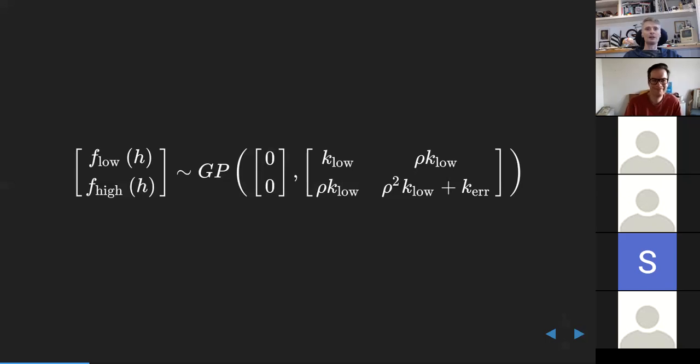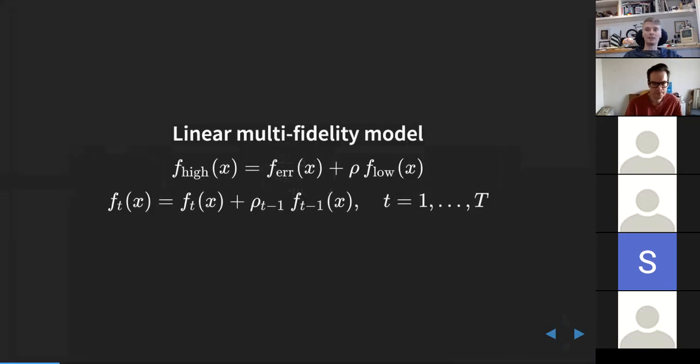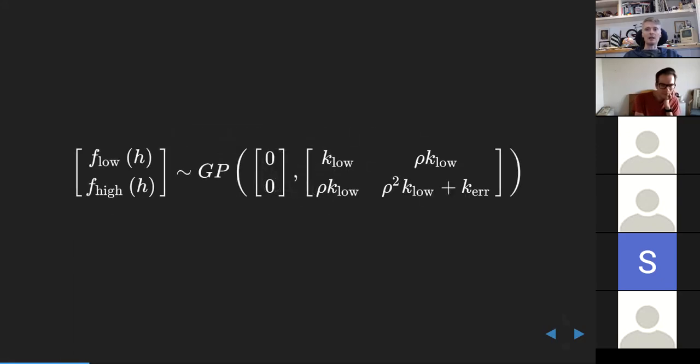But the idea is that K low in the top left is just the covariance of the low fidelity covariance function on its own. So in the top left, we have K low. If you ignored everything else, ignored the high fidelity, that's giving you the covariance function of your low fidelity. But because of this definition here, F high is equal to F error plus rho F low, that gives us this covariance function between the two.